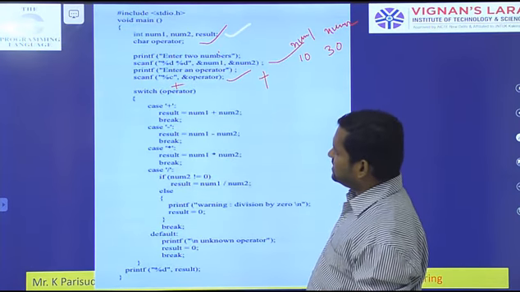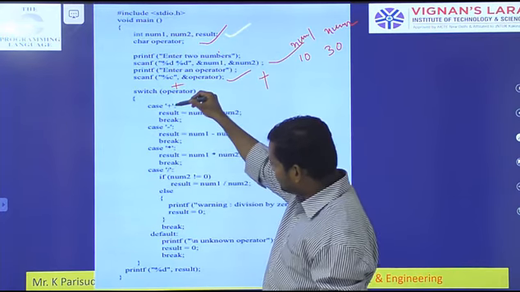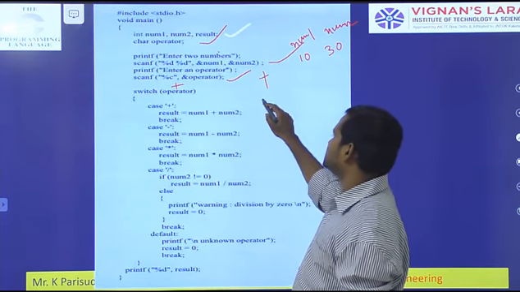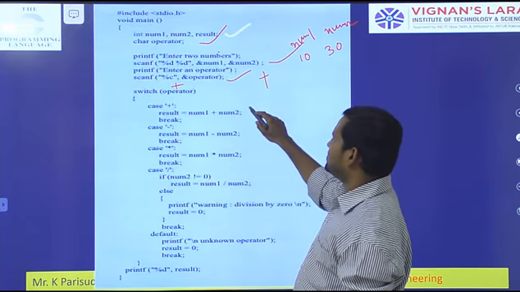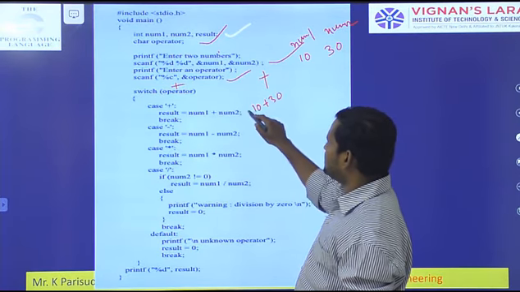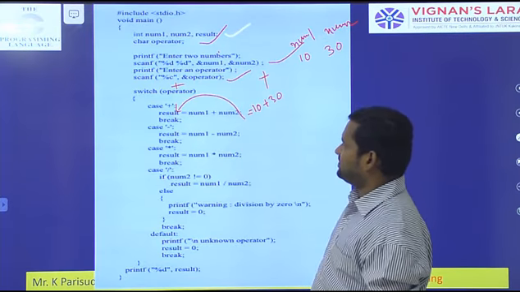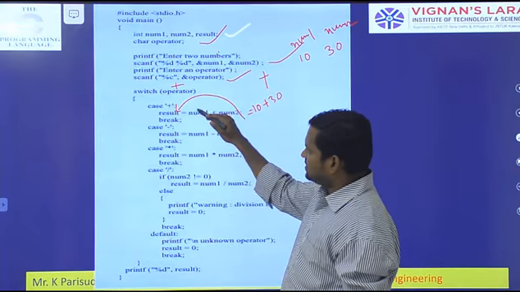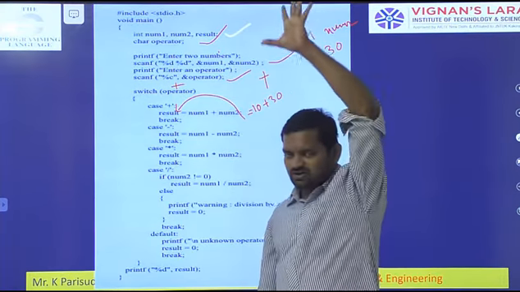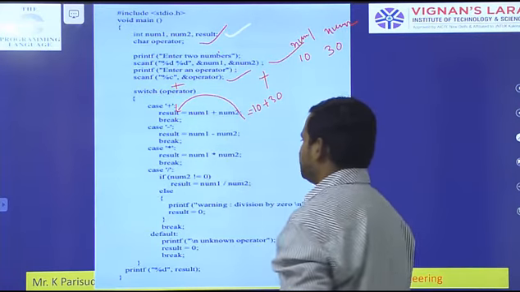Switch checks the cases to see where the plus is available. If the plus case is available, result is equal to num1 plus num2, that is, result is equal to 10 plus 30. 10 plus 30 will be saved in the result, and then break. So only one case will be executed at a time among all those multiple cases. That is the switch statement.